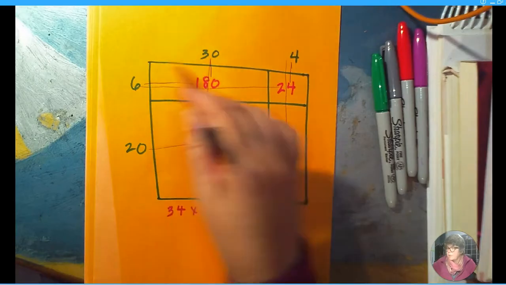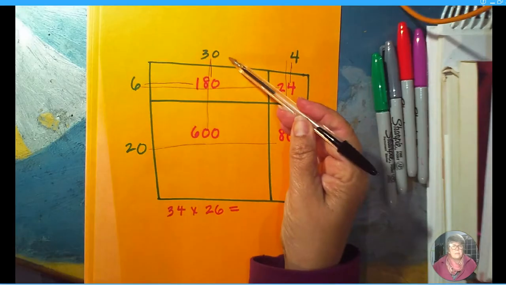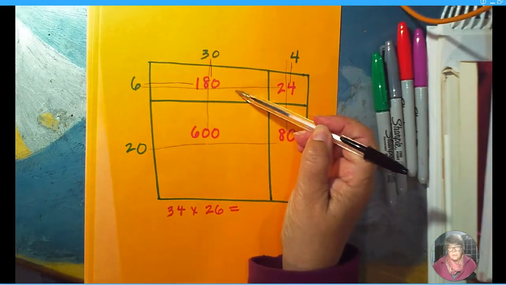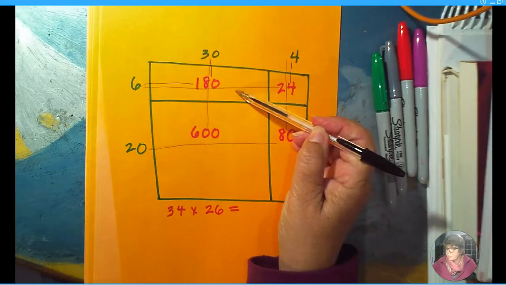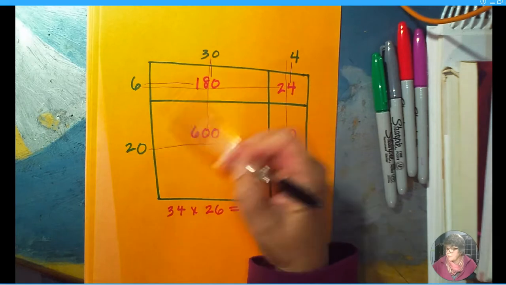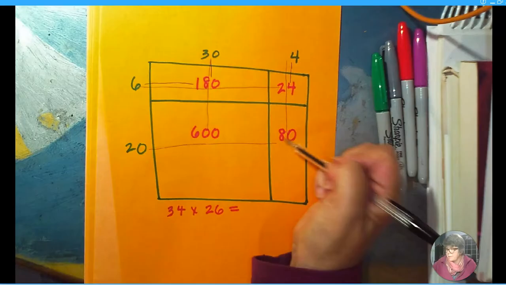So 30 times 6 is 180. Let's say it's 30 units times 6 units. That would be 180 square units because length times width equals area, right? So 4 times 6 is 24. 30 times 20, 3 times 2 is 6, and then the 2 zeros. And 4 times 2 is 8, and 1 zero.